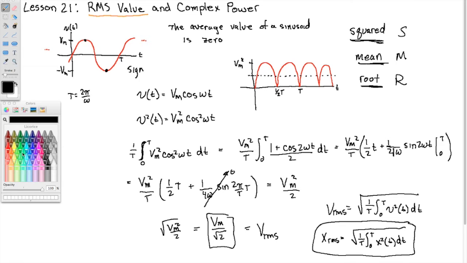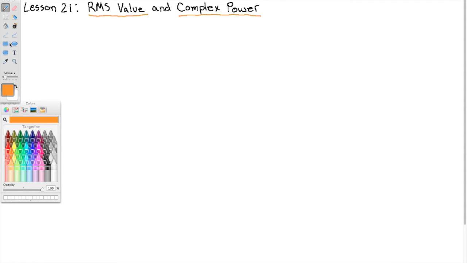Alright, let's move on to complex power now. Okay, again recall that the average power absorbed by a load or delivered by a source is 1/2 the amplitude of the voltage across the element times the amplitude of the current through the element times the cosine of the angle in between the voltage and the current waveforms.